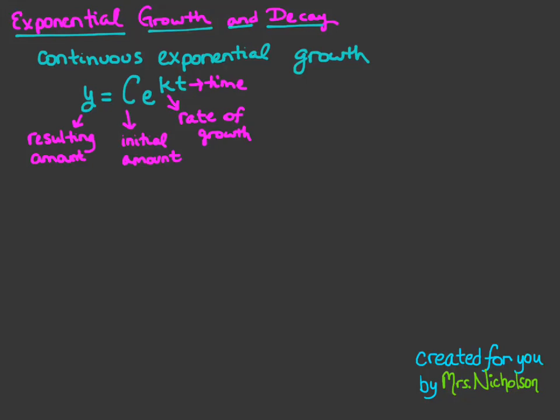Now, when we're dealing with money, time is almost always measured in years. But when we deal with other types of things that grow exponentially, our time could be measured in days, it could be months, it could be years. It really could be any unit of time. So if you have your handout for exponential growth and decay, let's look at the first question together.